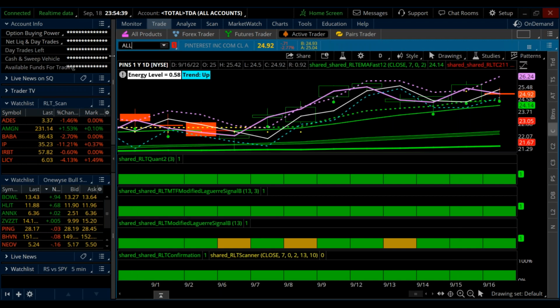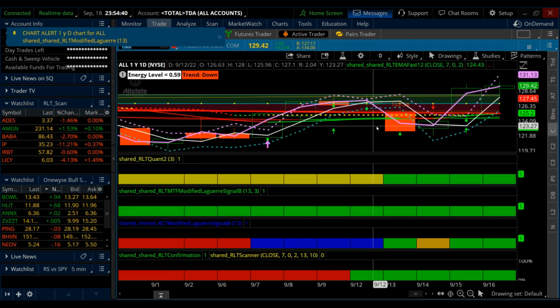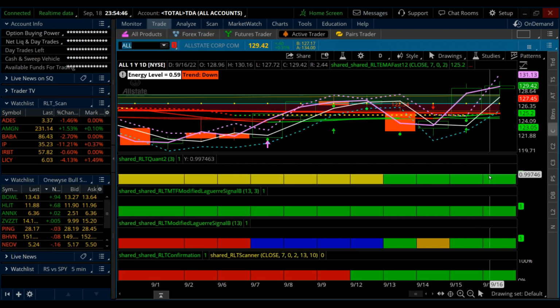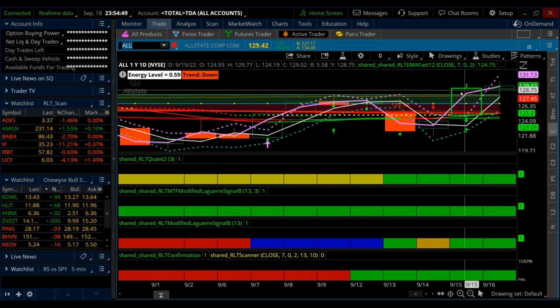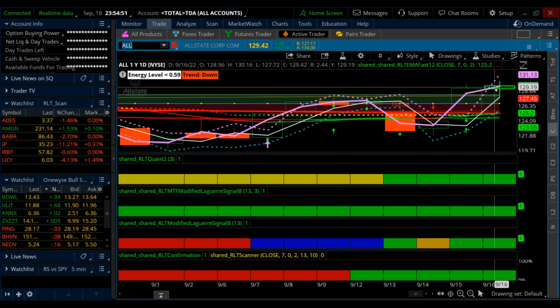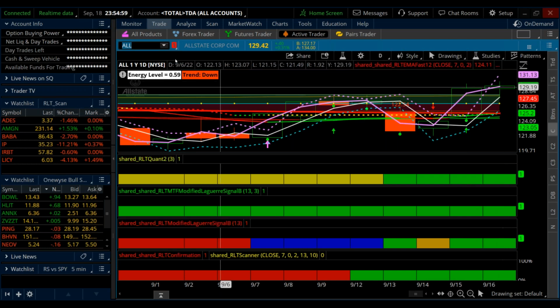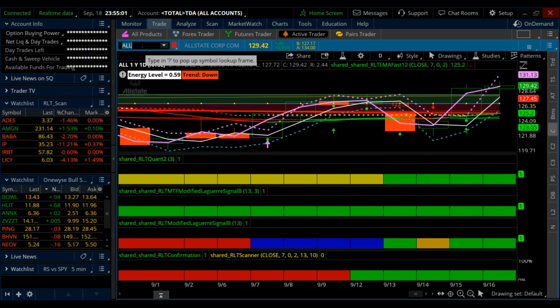On Allstate, again, another nice setup, all green. You see we've got institutions. This tells us the institutions are buying Allstate right now on the daily. And we have a nice break above Thursday's highs. So we'd be just looking for a break above Friday's high right here, with a high probability trade setup, and that would be what we would take long.